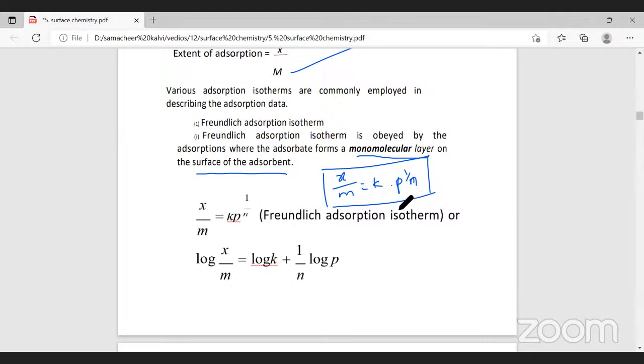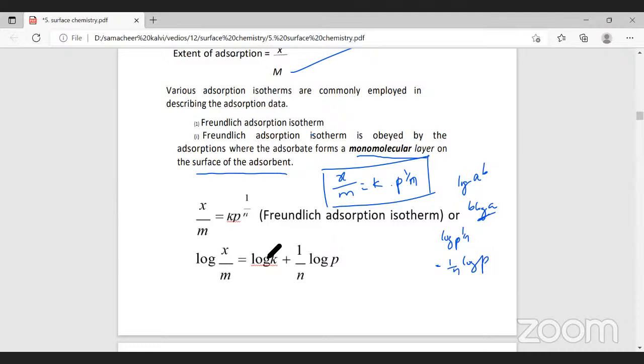a constant here. So for this equation, when you take log on both the sides, we can write it as log X by M is equal to log K plus 1 by N log P. K is one term, P to the power 1 by N is another term. Log a to the power b can be written as b log a. So log of P to the power 1 by N can be written as 1 by N log P. So that's how we have written here.